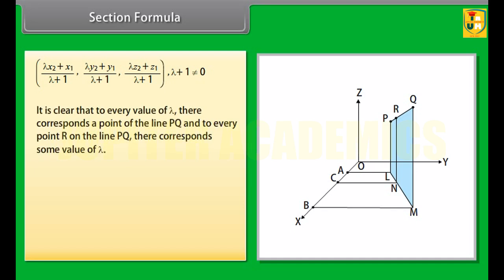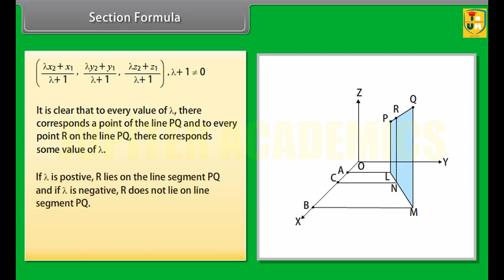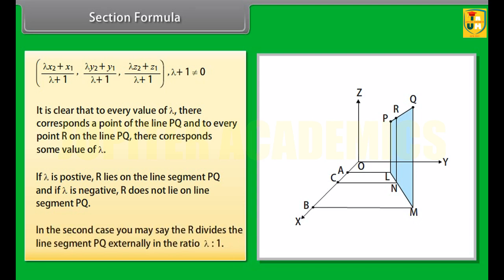It is clear that to every value of lambda, there corresponds a point of the line PQ, and to every point R on the line PQ, there corresponds some value of lambda. If lambda is positive, R lies on the line segment PQ, and if lambda is negative, R does not lie on the line segment PQ. In the second case, you may say that R divides the line segment PQ externally in the ratio lambda is to 1. Corollary 1.